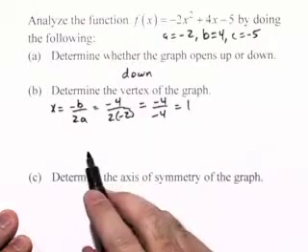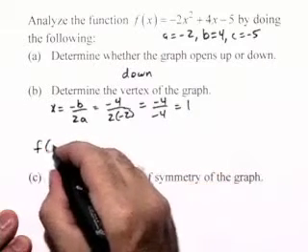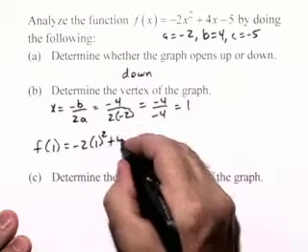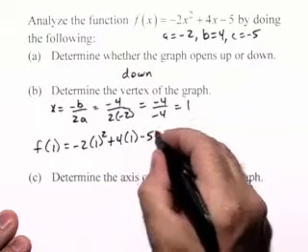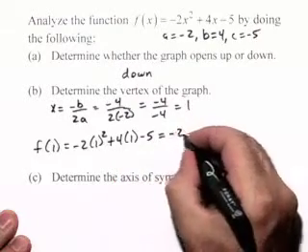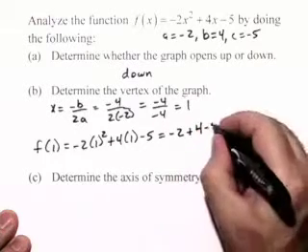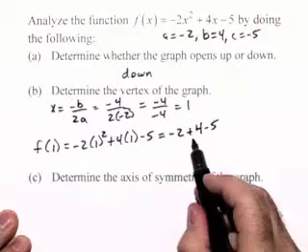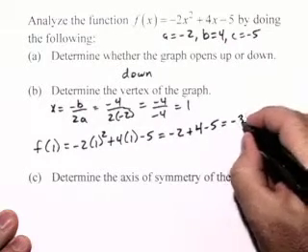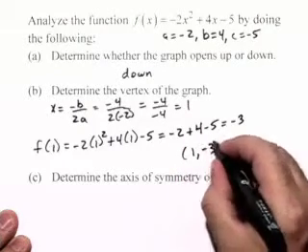We can get the y-coordinate of the vertex by evaluating our function at x equal to 1. That is, we need f of 1, which is negative 2 times 1 squared, plus 4 times 1 minus 5. 1 squared is 1. Negative 2 times 1 will give us negative 2, plus 4 times 1, which is 4, and then minus 5. Negative 2 plus 4 is 2. 2 minus 5 is negative 3. So our vertex is the point 1 comma negative 3.